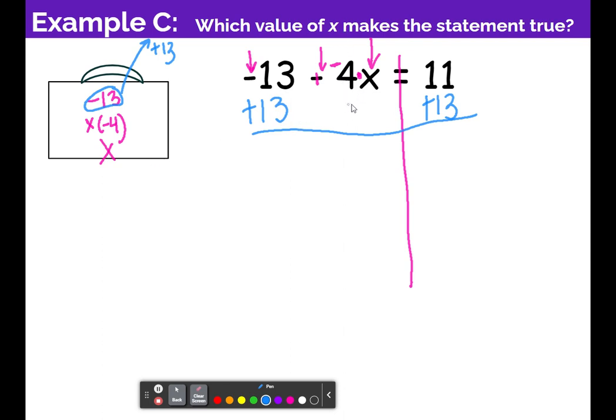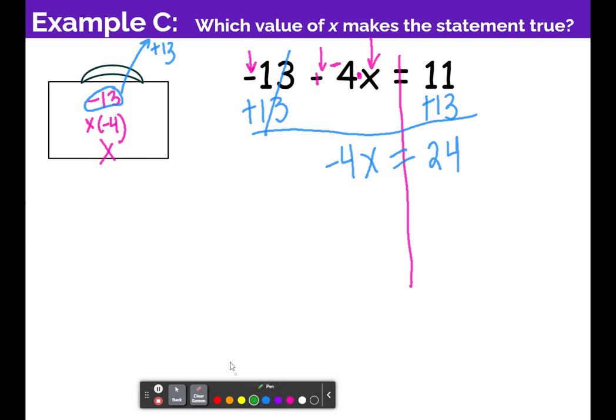And pack your X, and now we're going to unpack. So when I add 13 on both sides, guys, that gets rid of this. But I'm still left with this negative 4 times X. And 11 plus 13 is 24. All right, still got to go unpack.